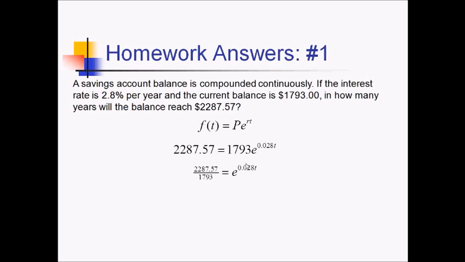So when I pop out this 0.028t, I'm going to have ln of e next to it. But the ln of e is just 1. So on the right side, then I've just got 0.028t. And on the left side, I'm logging this whole thing here. Now I just have to divide both sides by 0.028 to get t by itself. And at this point, I'm actually going to use my calculator and figure out what this number is.